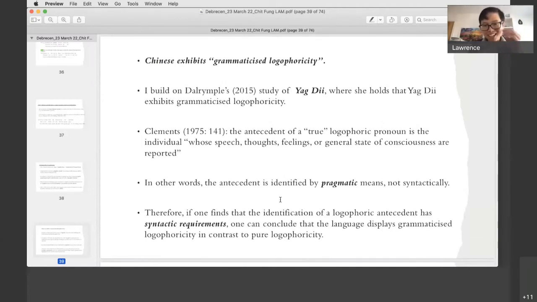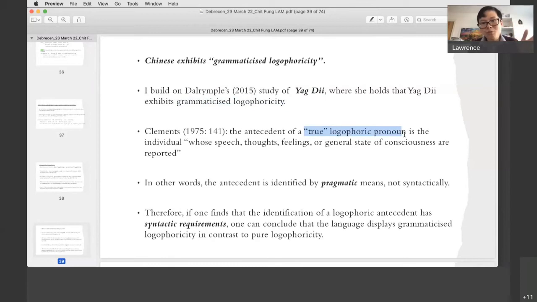I'm building my argument on a study by Mary Dalrymple on Yadi, and in that proposal she argues that this language shows what we call grammatic-sized logophoricity. So what does it actually mean? First of all, we need to be mindful that if that is a true logophor, what is a true logophor?